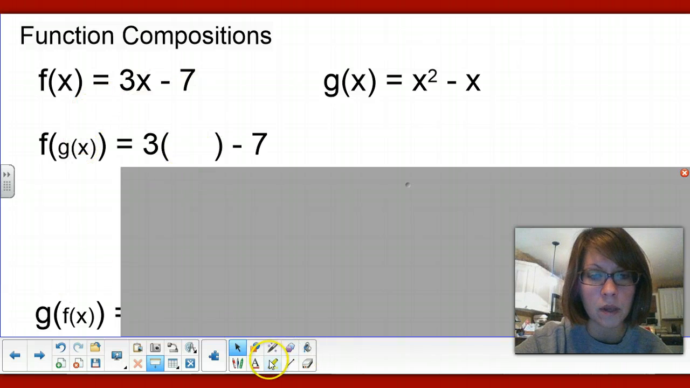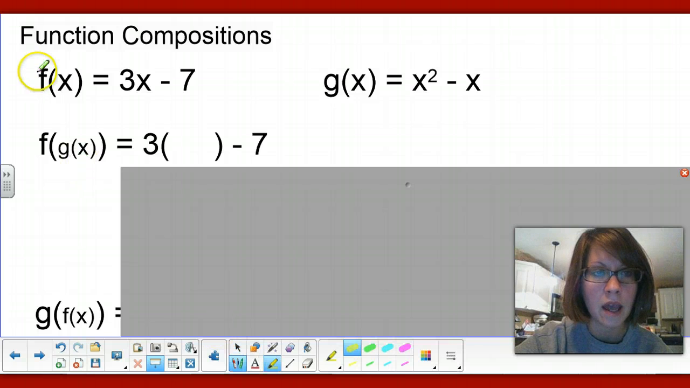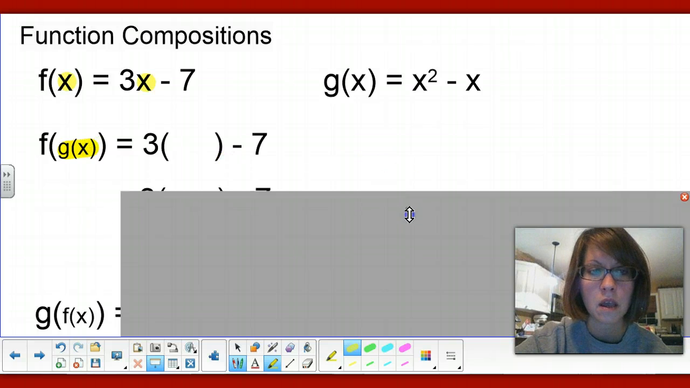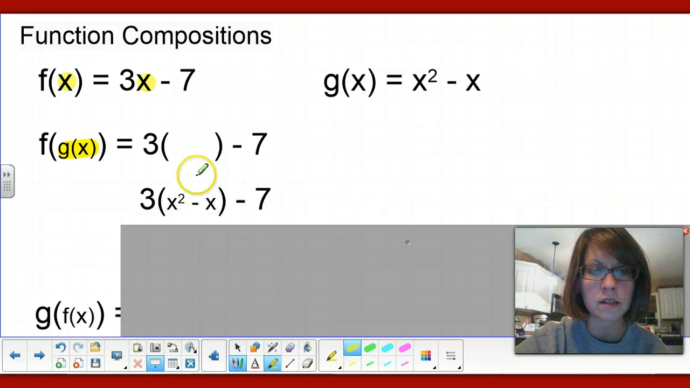See how right up here this said f of x, and it said 3 times x minus 7. Well, this says f of g of x, so it's going to be 3 times g of x minus 7. You see how that's g of x is x squared minus x? So f of g of x, it's 3 times g of x minus 7. Grouping is really important on these.